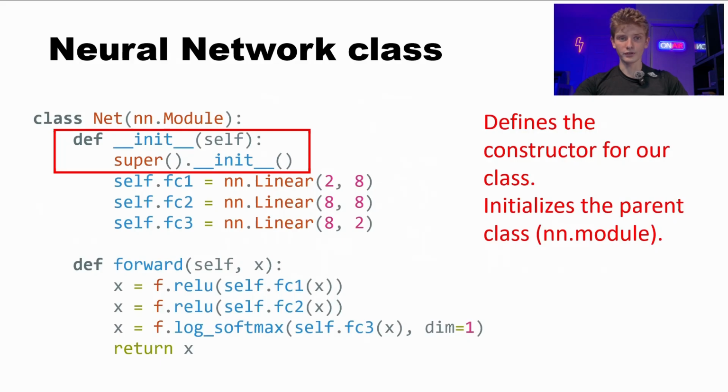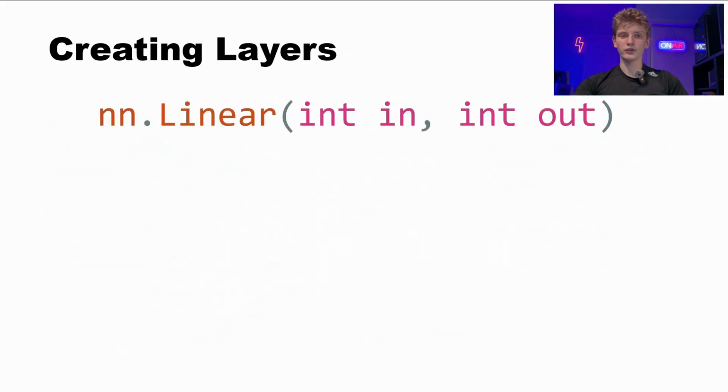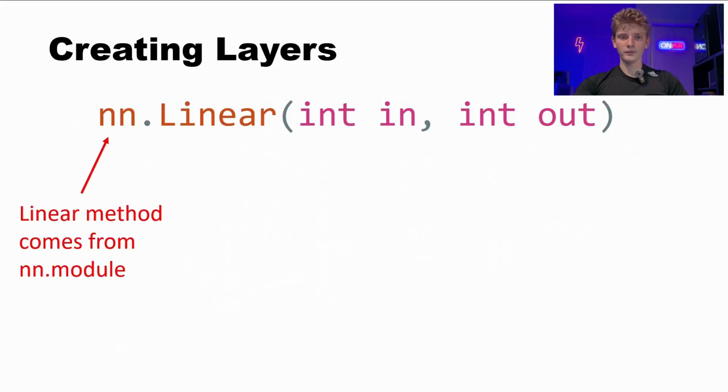Now, how do we actually define our neural network? How do we define its structure, rather? Well, we could use this Linear method. So this Linear method comes from the nn.Module. Remember, we can simply refer to it as nn, which we defined in an earlier line in the code.